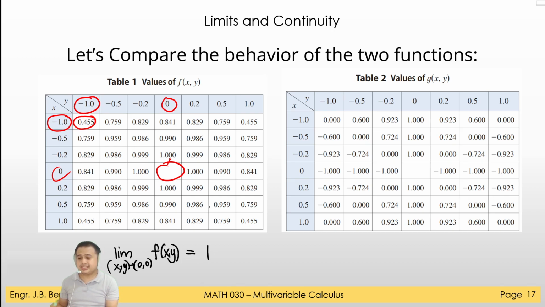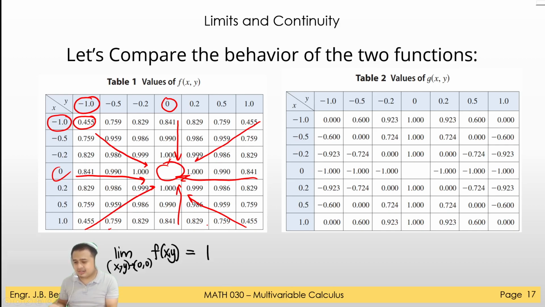So why did I say 1 here? Because as you can see, the behavior of the function is that as it gets closer to 0, it approaches 1 in all directions, not just in the vertical and horizontal directions, but also diagonally. It should approach the limit in any direction, in all directions.